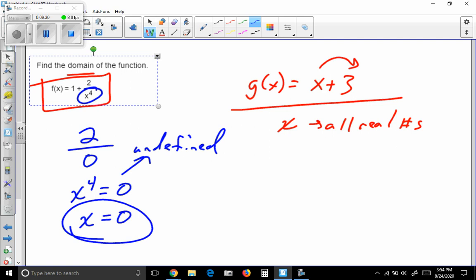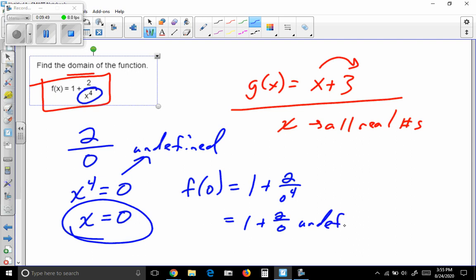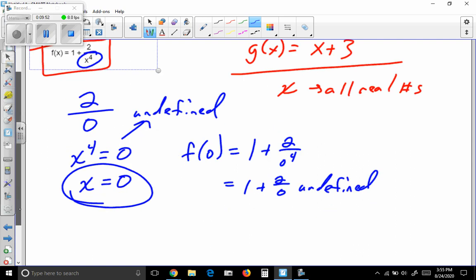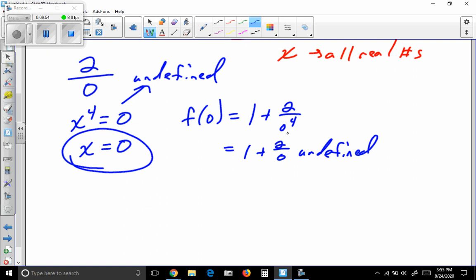So now we ask ourselves, well, what does that mean? Does that mean 0 is the domain? Well, no, 0 is not the domain. 0 is the number that we're not allowed to use. If we put 0 into our function, we get 1 plus 2 over 0. We can't have 2 over 0. That is the number that makes it undefined. In this case, 0 is the only number that makes it undefined. So our domain in words is all real numbers except x cannot be 0.